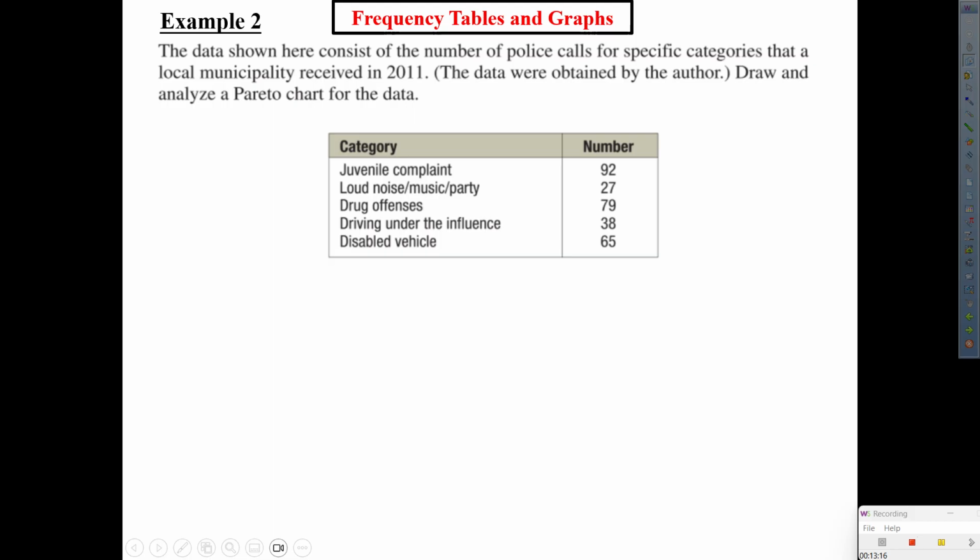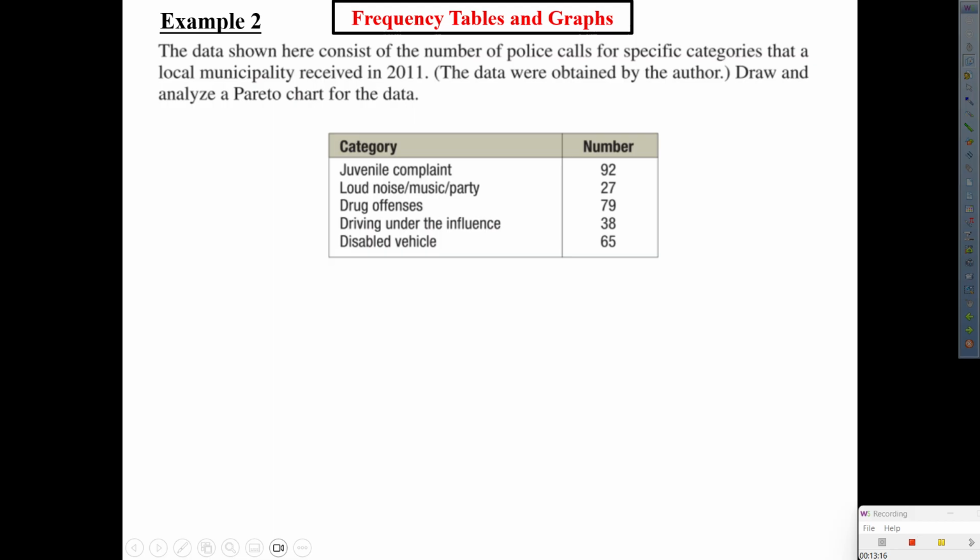The data shown here consists of the number of police calls for specific categories that a local municipality received in 2011. No, just the table. The data were obtained by the author. Draw and analyze a Pareto chart for the data.